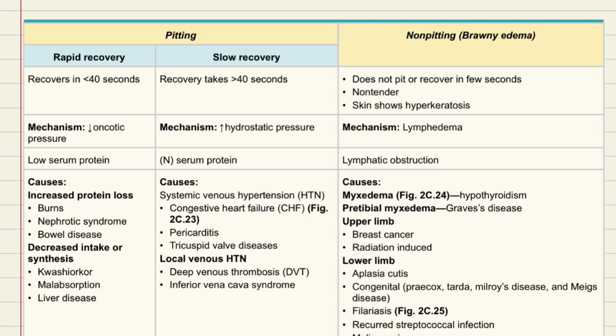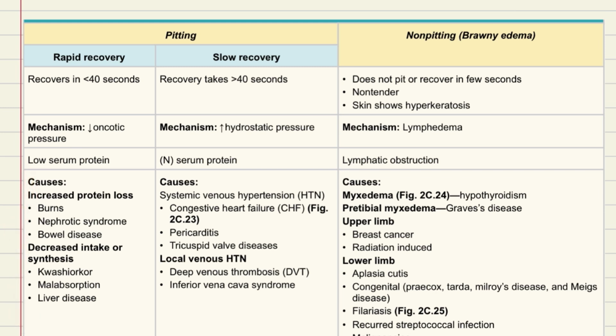So the rapid recovery type of pitting edema is most likely seen when there is low serum protein, and we know the different causes of low serum protein. First is loss of protein, or it could be decreased intake or synthesis. There is increased loss as in burns, bowel disease, and importantly the nephrotic syndrome. Then we have the decreased intake or synthesis causes like kwashiorkor, liver disease, malabsorption. So these are the causes for the rapid recovery pitting edema.